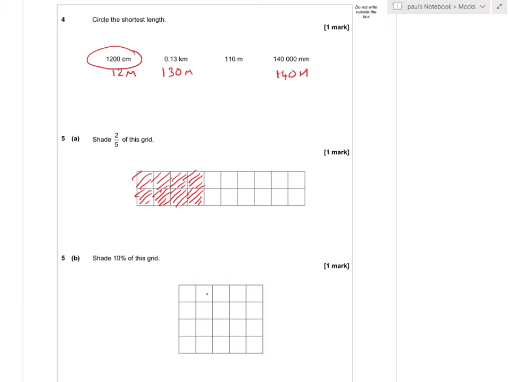Shade 10%. 1, 2, 3, 4, 5. 1, 2, 3, 4. So there's 20 altogether. 10% is going to be just 2 of them.